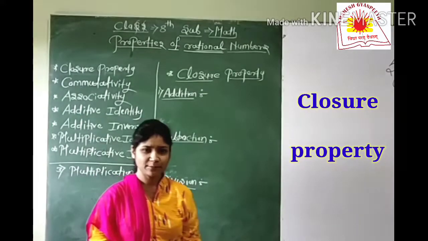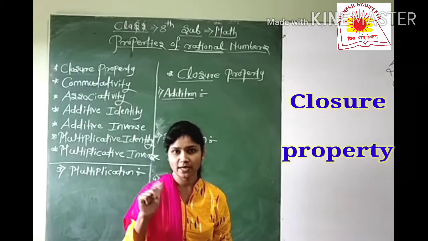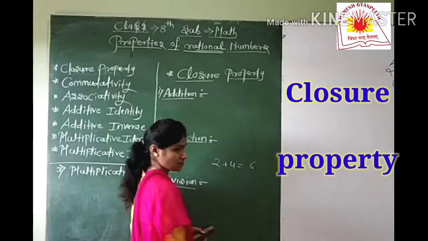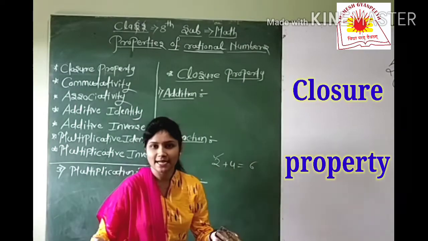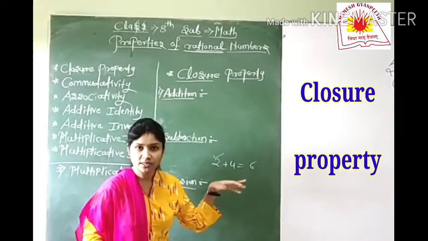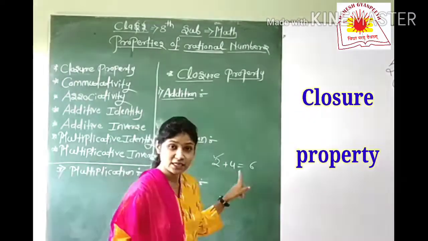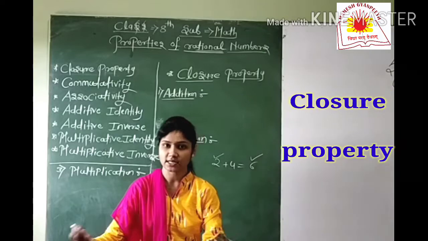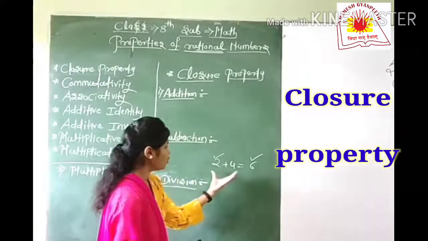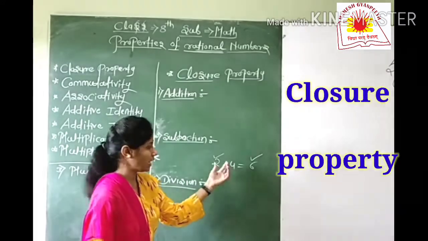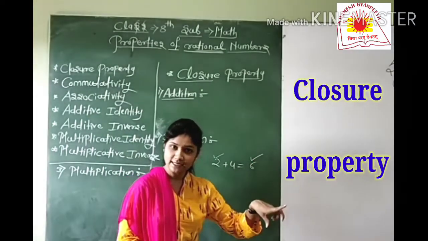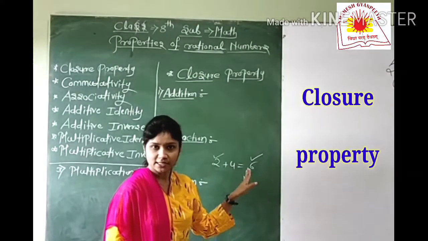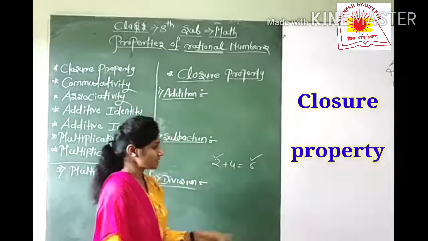Take one general example. Suppose 2 plus 4. What is that? 6. Tell me, 2 is which number? 2 is a natural number. 4 is also a natural number. Then 2 plus 4 is equal to 6, which is also a natural number. It means if we add two natural numbers, their sum is also a natural number.